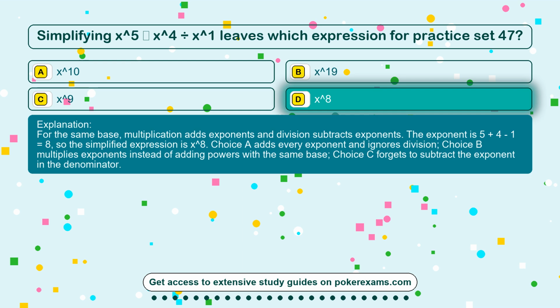For the same base, multiplication adds exponents and division subtracts exponents. The exponent is 5 plus 4 minus 1 equals 8, so the simplified expression is x^8. Choice A adds every exponent and ignores division. Choice B multiplies exponents instead of adding powers with the same base. Choice C forgets to subtract the exponent in the denominator.